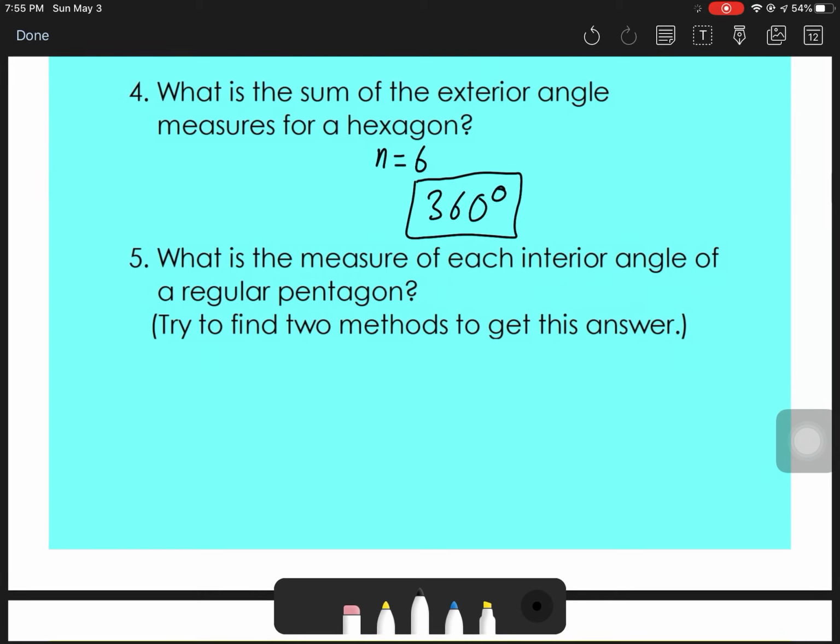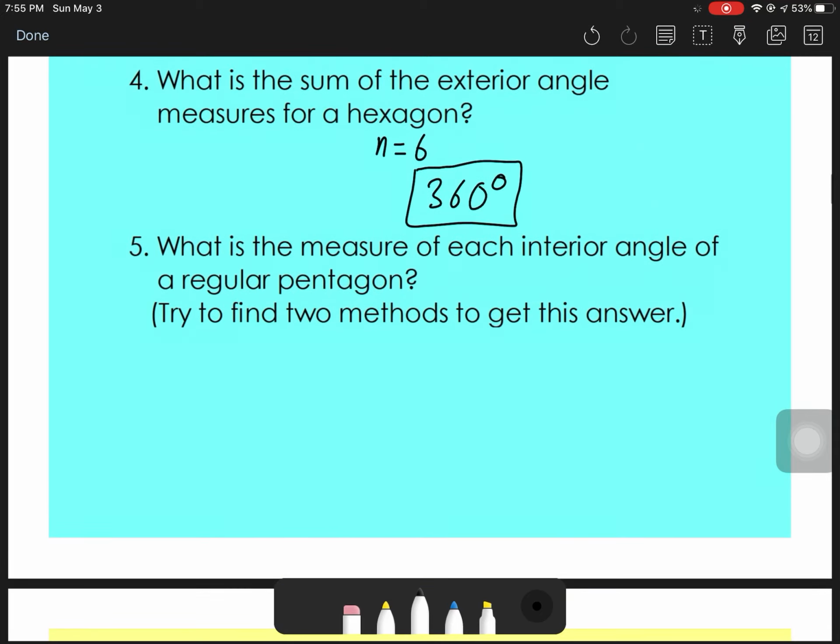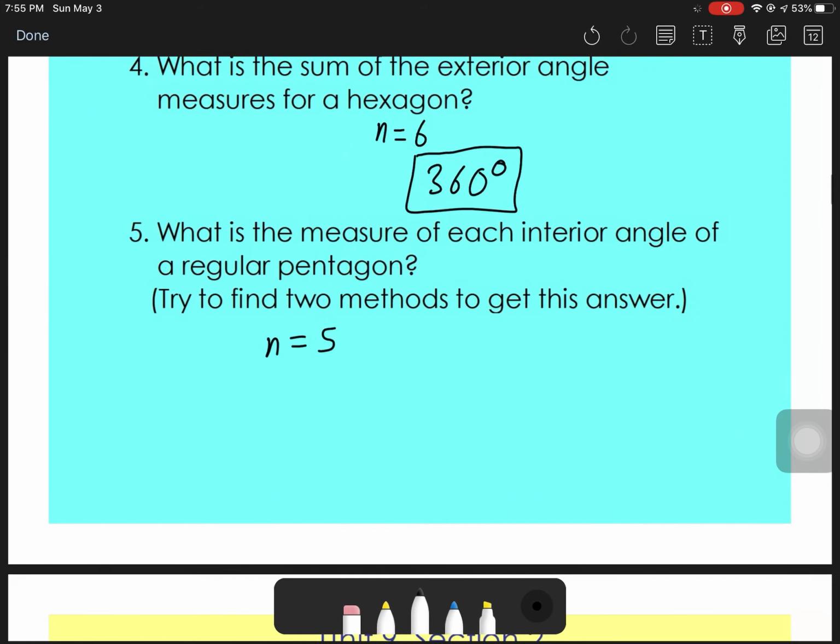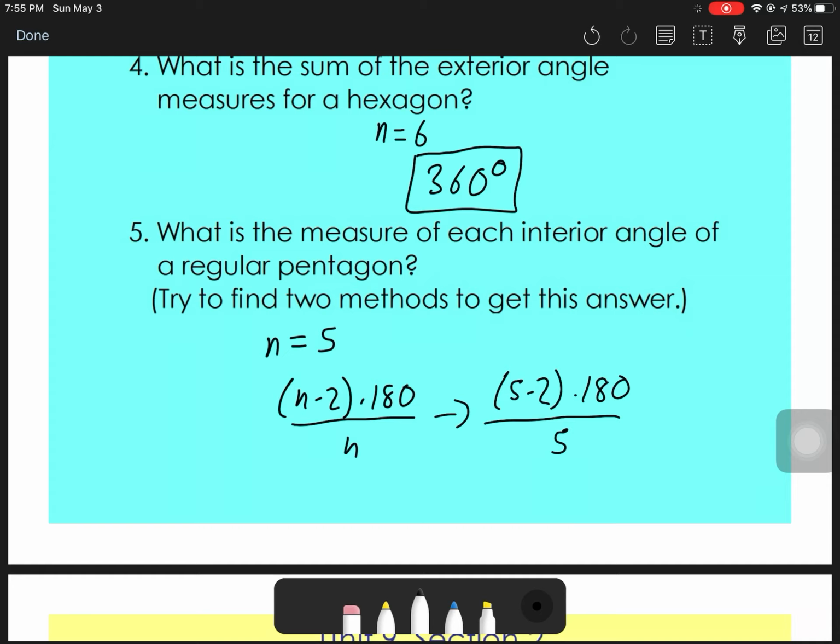It works for any polygon. What is the measure of each interior angle of a regular pentagon? Try to find 2 methods to get this answer. I'm just going to show you one really quick. If we were together, I would change this and have you try 2. It's a pentagon, so n equals 5. We use the formula from problem number 3, n minus 2 times 180 over n. Plug that in: 5 minus 2, times 180, over 5. This gives us 3. 3 times 180 is 540. We divide by 5.